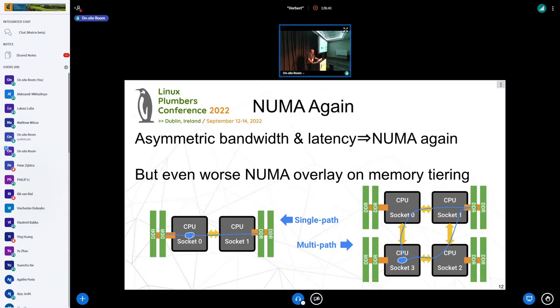Yeah, so you can have two paths with different latency. I don't think that's very common. I don't think there's anybody doing that today. Is that something that's going to happen with CXL? Most likely, in some of the topology I've seen. So, brace yourself.